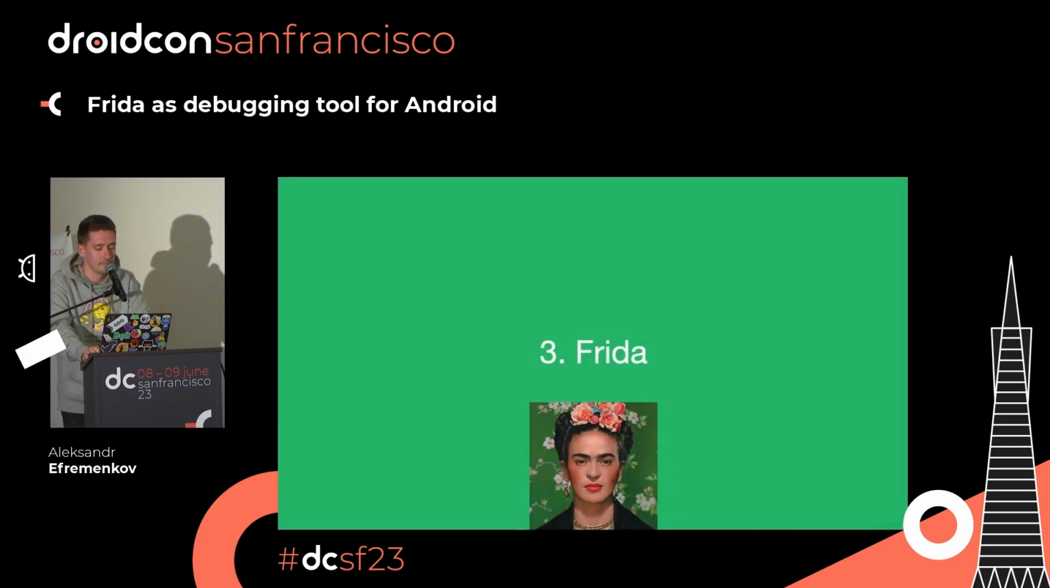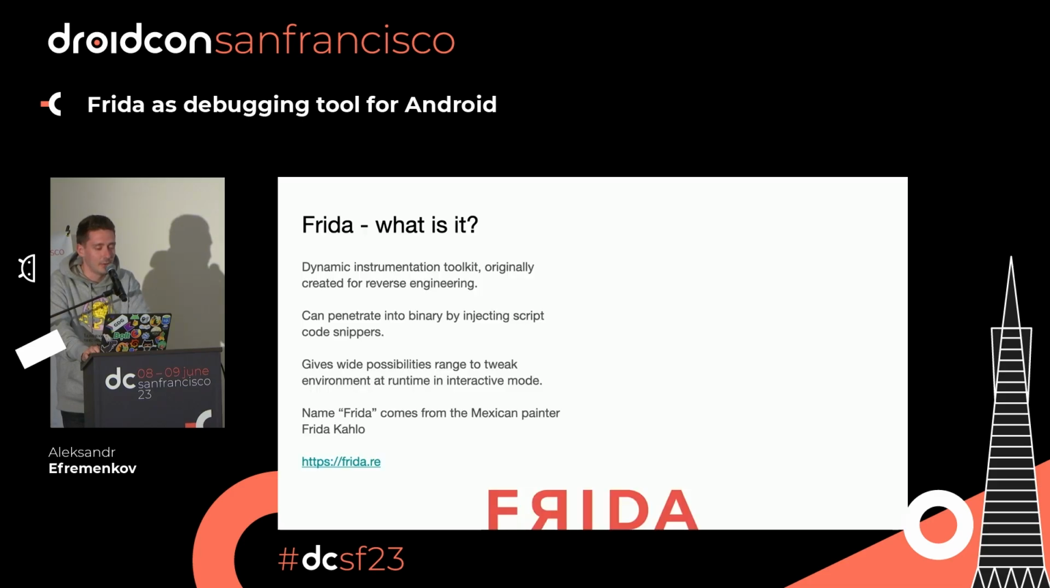And Frida, not this painter lady, actually. And Frida, what is it? Frida is a dynamic instrumentation framework, which was originally created for reverse engineering, and it could penetrate your source code binary. It's injecting small script snippets, or even not small. Sometimes it's a huge one by Chinese colleagues who try to penetrate the apps, and it gives you a lot of possibilities of what to do with your app essentially.